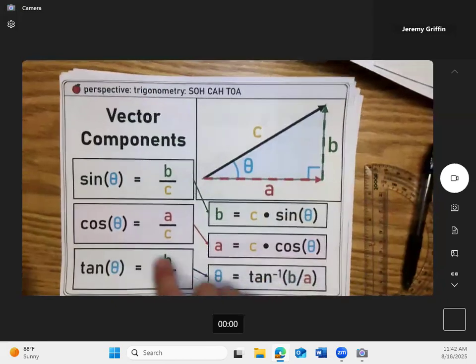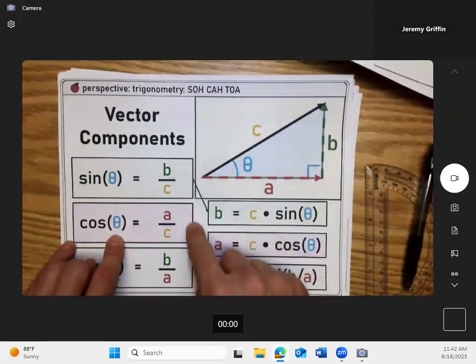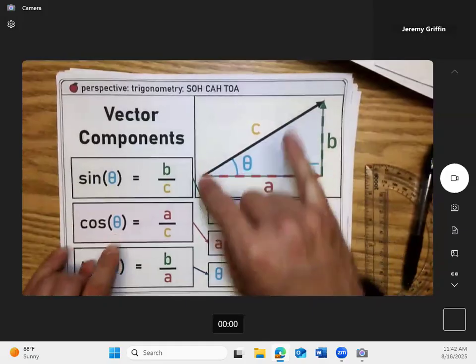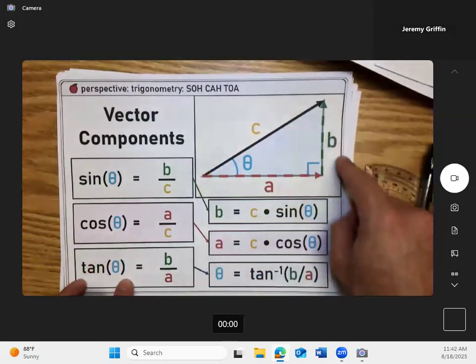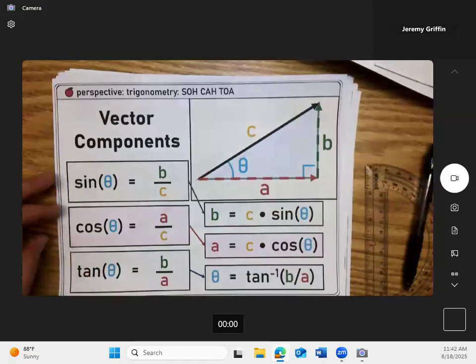For 30. Cosine of this angle is the adjacent leg compared to the hypotenuse. So adjacent over hypotenuse, right? And then tangent is the ratio of the 2 legs, so B over A in this case. So you guys got the definition of sine, cosine, tangent?